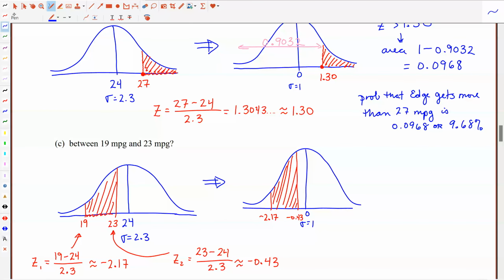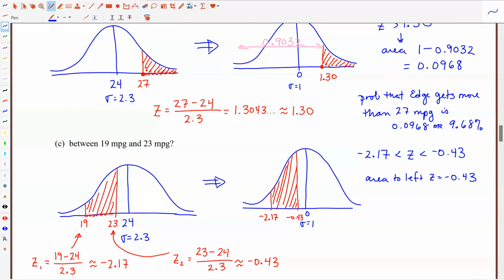Okay, so just to quantify the z-score interval we're looking for, we want the probability that my z-scores are between negative 2.17 and negative 0.43. So negative 2.17 is less than the z-scores that I want, which is less than negative 0.43. So that's the region that I'm looking for. First off, we're going to find the area to the left of z equal to negative 0.43.